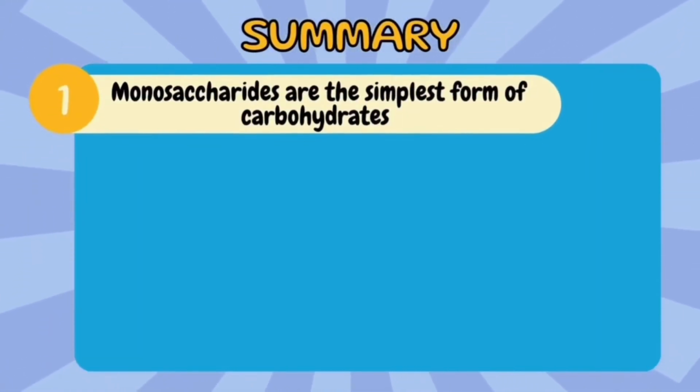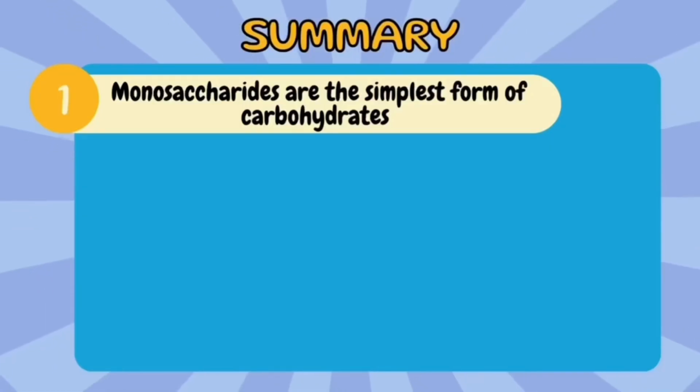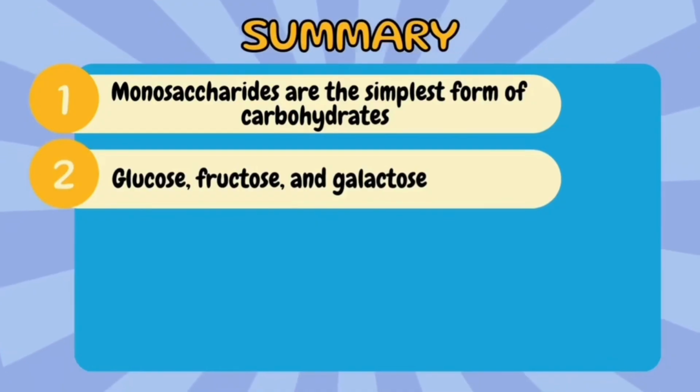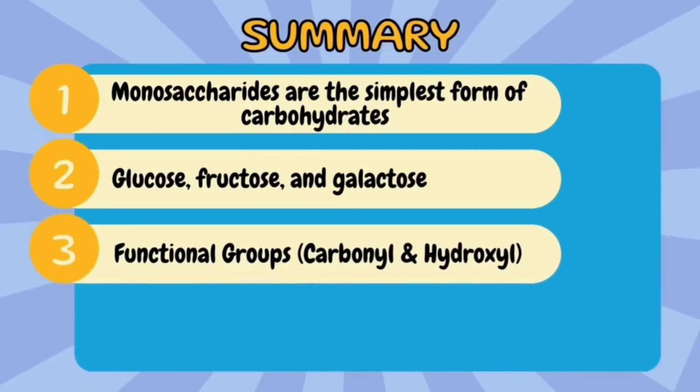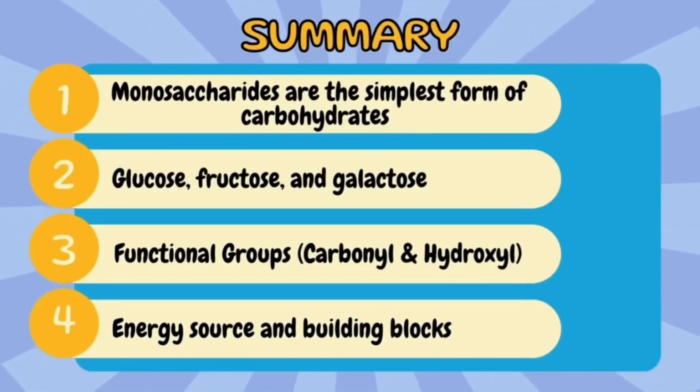Alright class, before we end, let's review the most important points from today's lesson. Monosaccharides are the simplest form of carbohydrates, also known as simple sugars. Examples include glucose, fructose, and galactose. They all contain 2 important functional groups, a carbonyl group and a hydroxyl group. Although they differ in structure and natural sources, they all serve as a quick energy source and as the building blocks of more complex carbohydrates like disaccharides and polysaccharides.